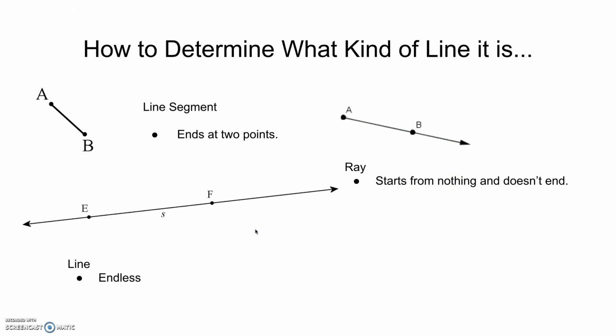Next, we have a line. The line is endless, and as you can see, the arrows are pointing away from each other. The arrows indicate that they don't stop.